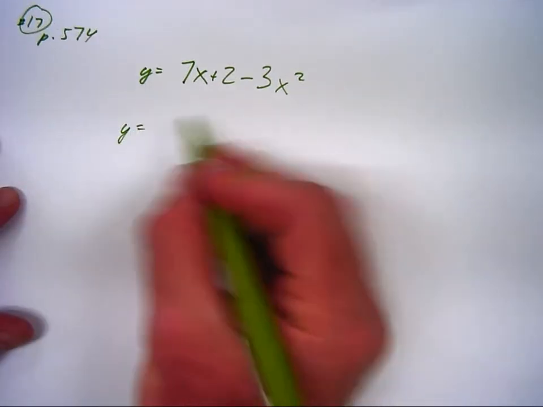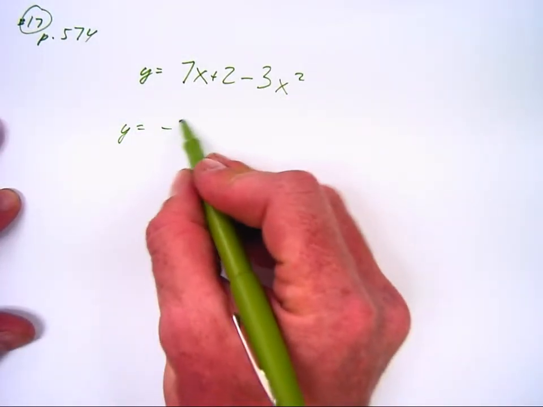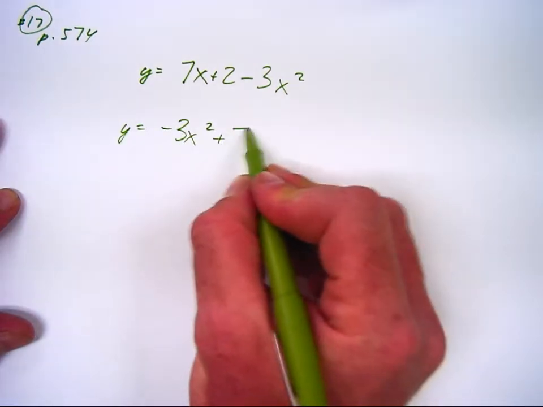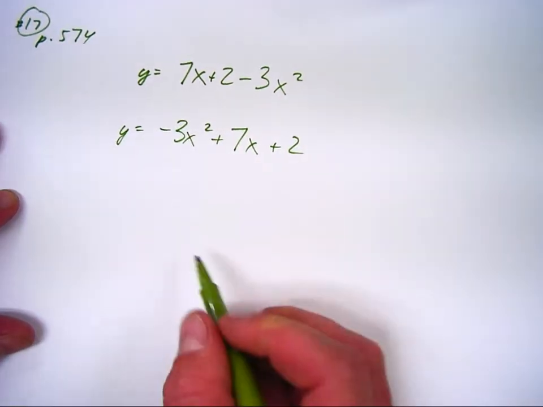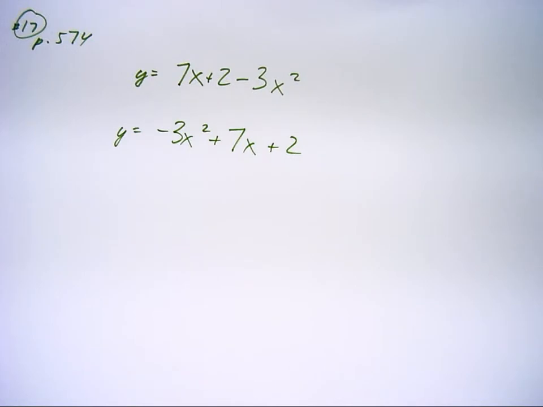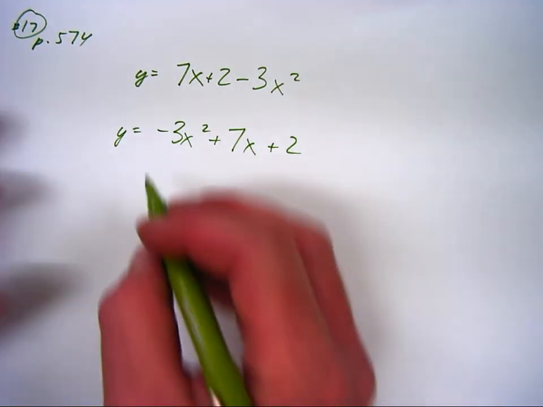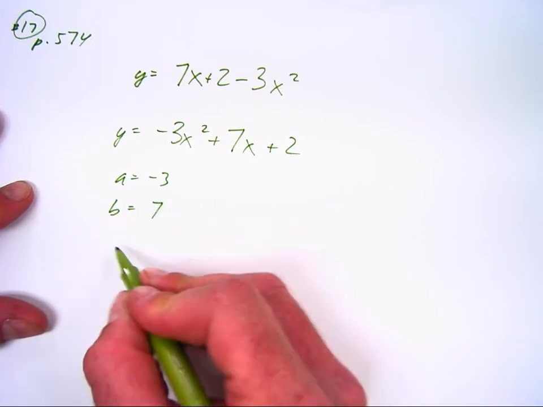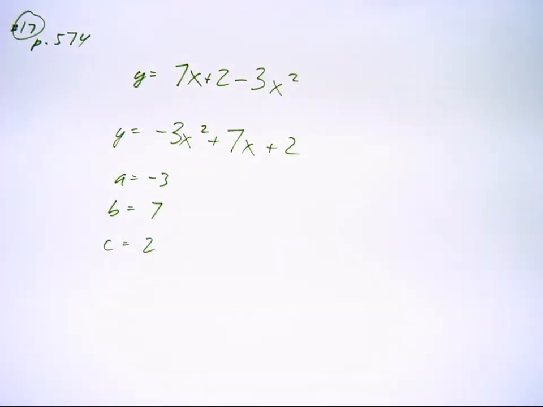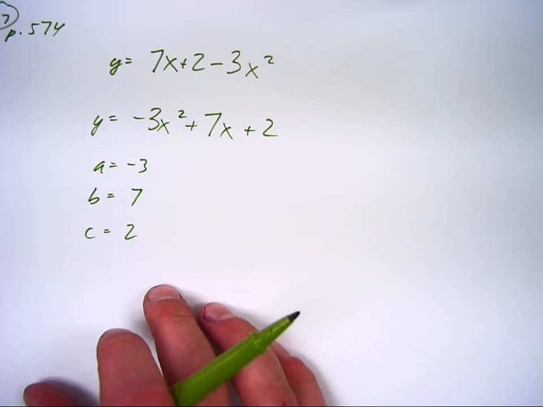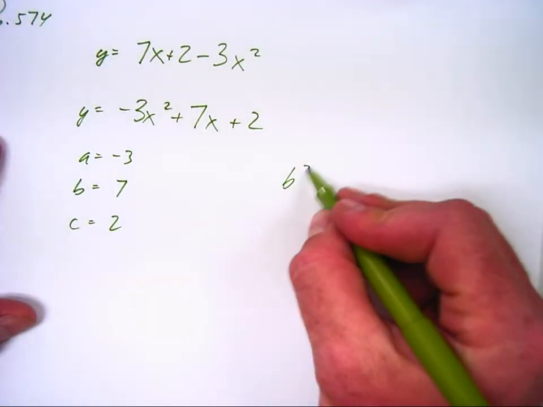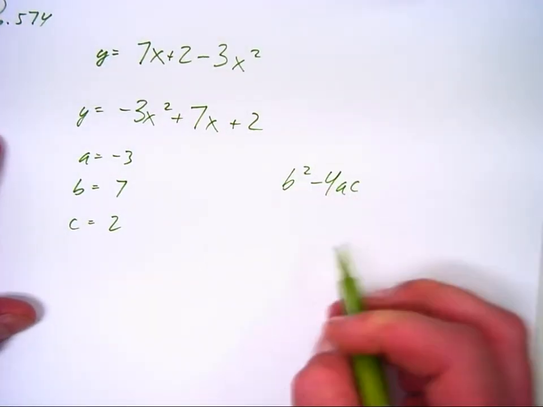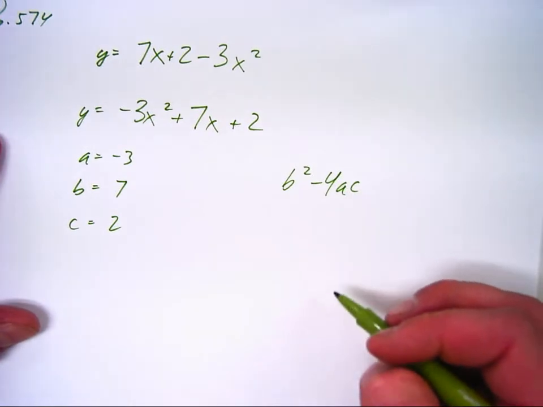So I'm going to do y equals, and I'm going to switch this around into standard form, negative 3x squared plus 7x plus 2. If I didn't do that, I never would have been able to get the answer. I would have mixed up my a, b, and c. Now I know my a is negative 3, my b is 7, and my c is 2. Now I can just plug these into my discriminant, which is again b squared minus 4ac, and see if our number is positive, negative, or 0.